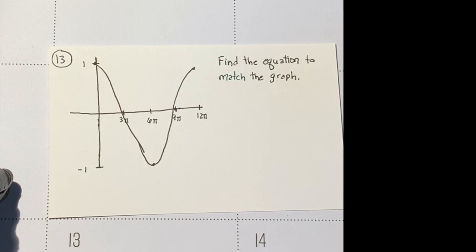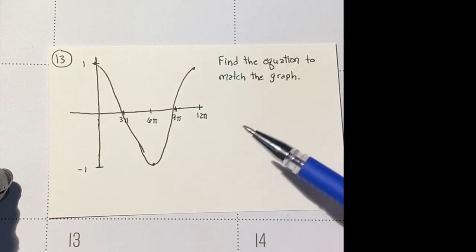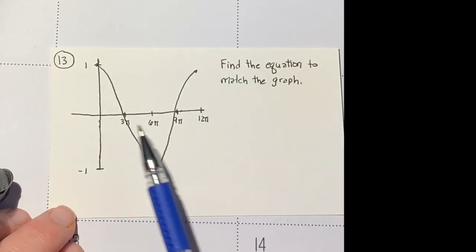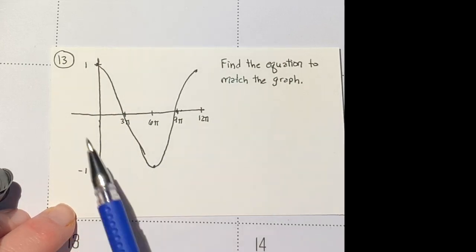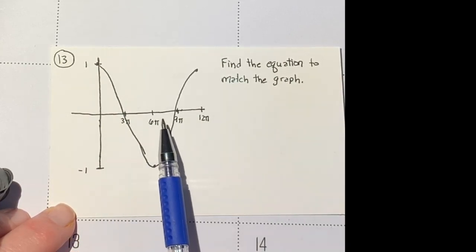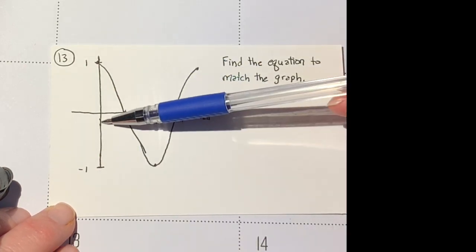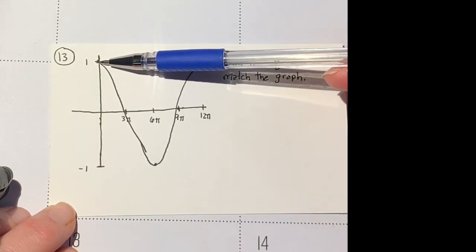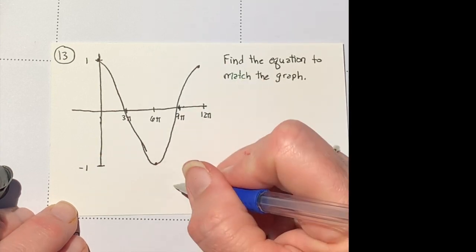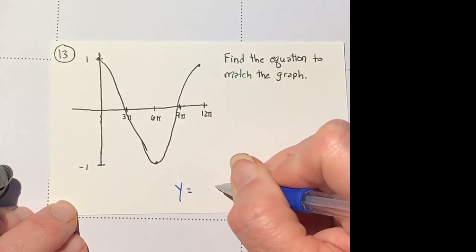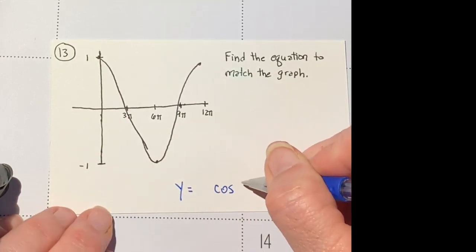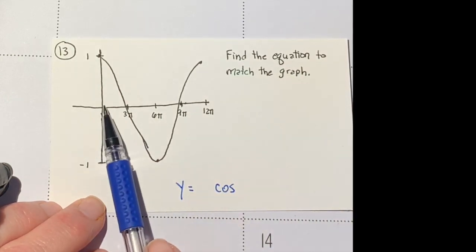Okay, 13, we are asked to find the equation that matches this graph. And as I'm looking at this graph, it looks like a basic sine or cosine wave. If there's been no horizontal shift, it's going to be a cosine function. That'd be the easiest thing to use for sure. So a cosine graph. Now, there's been no horizontal shift.